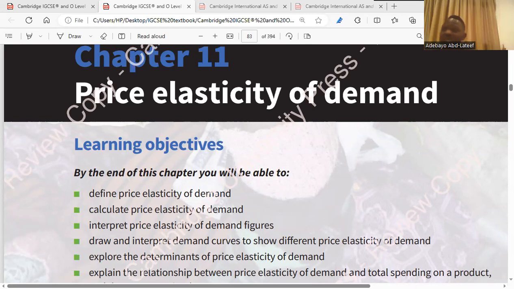Consumers, because we said it is price elasticity of demand. So it's talking about consumers' behavior, consumers' responsiveness when there's a change in price, either an increase in price or a decrease in price. Do you get that? Yes. All right, let's go down.